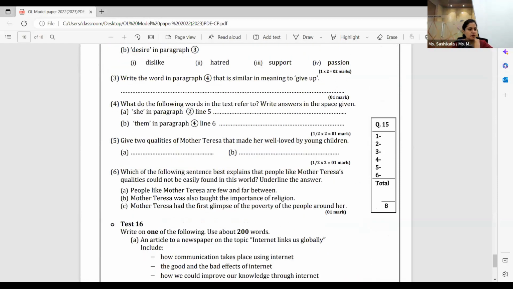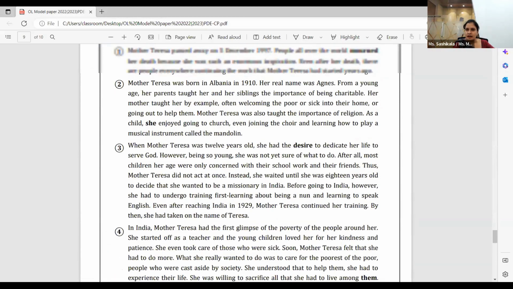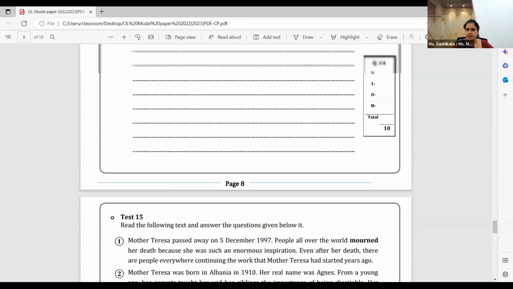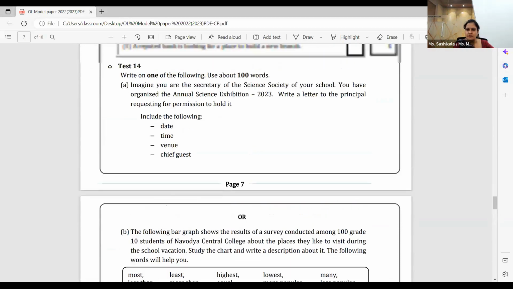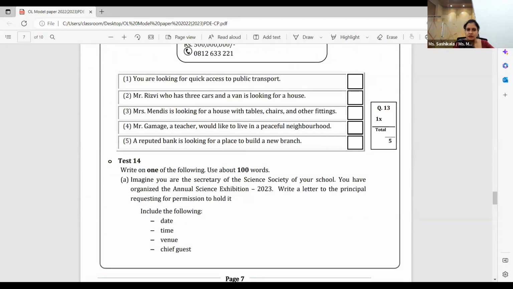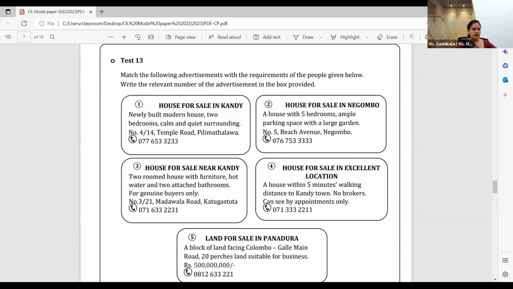Right, let's move on to the 13th question. Again, it's a reading question, where you can get the answers from the paper itself, from the text given. So it's something very easy for you to answer. All the time, try to get marks from reading questions because it's easy and all the answers are given for you in the paper itself.